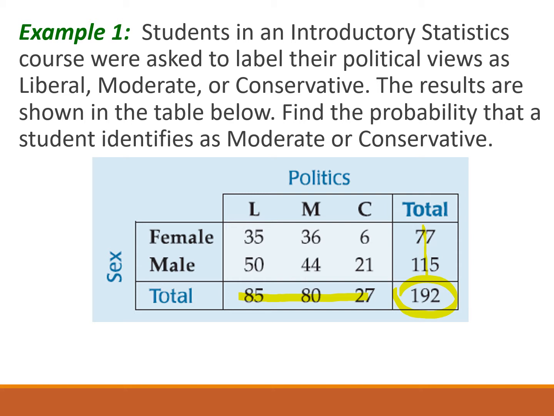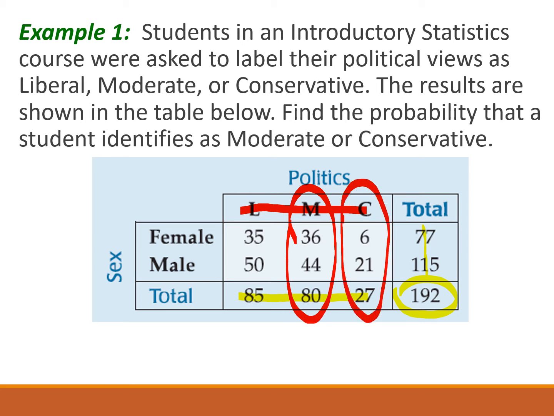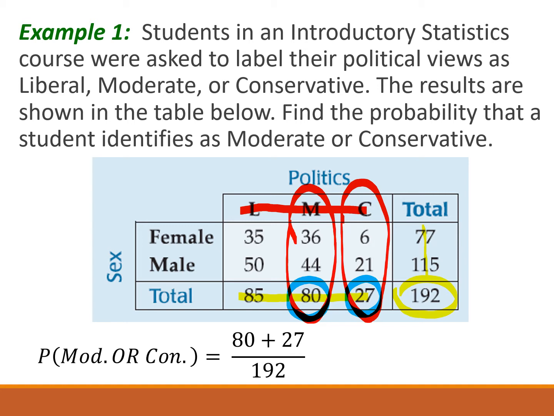So the political views are up top here: liberal, moderate, conservative, and we're interested in these two. These are the moderates, these are the conservatives. Okay, what's the probability that out of these 192 students, we end up choosing one that's from one of those two political ideologies? So 80 of the students identify as moderate, another 27 identify as conservative. So we just add those together and then we divide it by the total number of students. Remember that we round our probabilities to 3 decimal places.